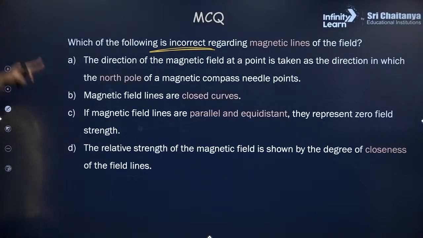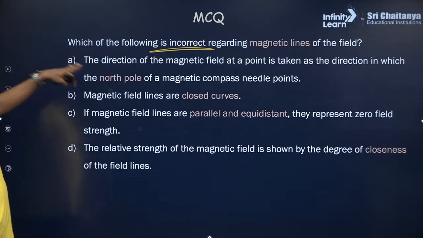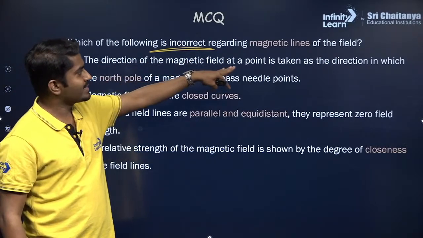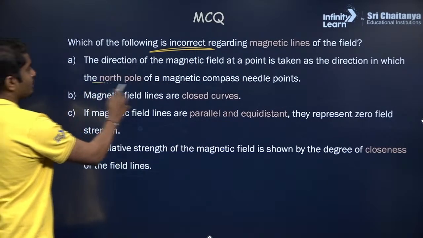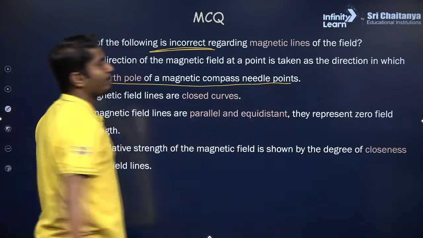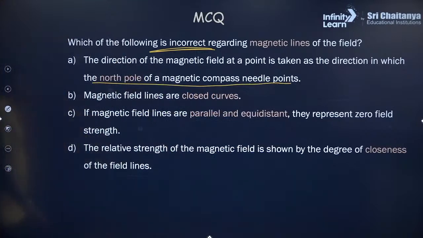Okay, let's read all the options. The direction of magnetic field at a point is taken as the direction in which the north pole of the magnetic compass needle points. Is this correct?